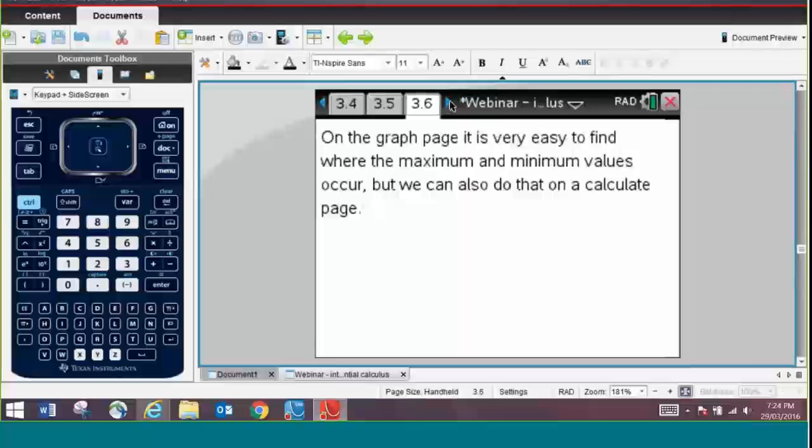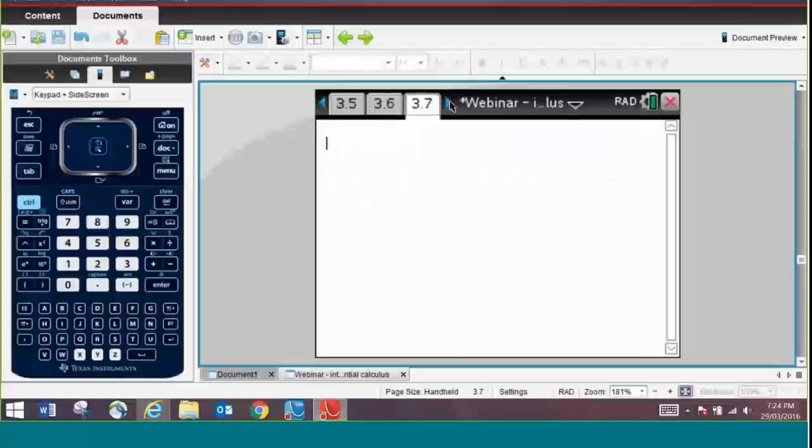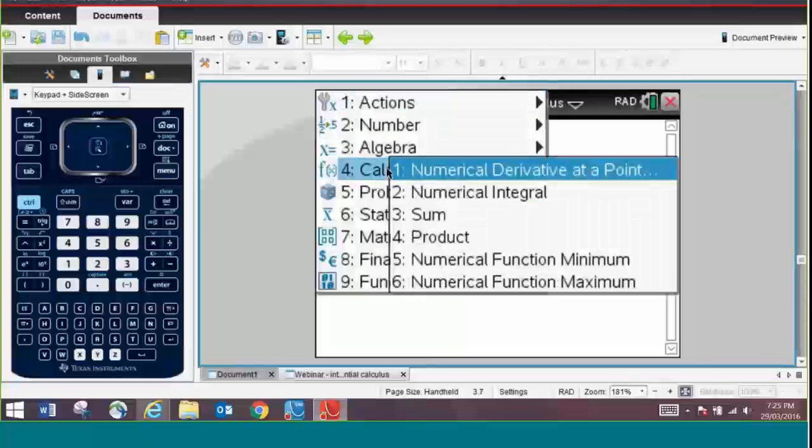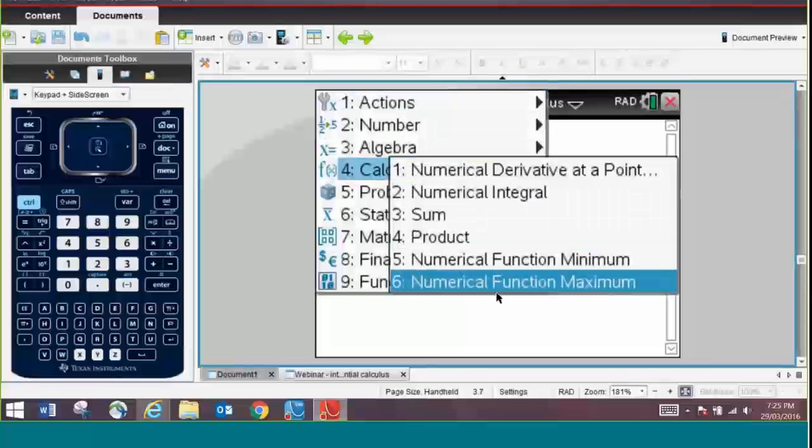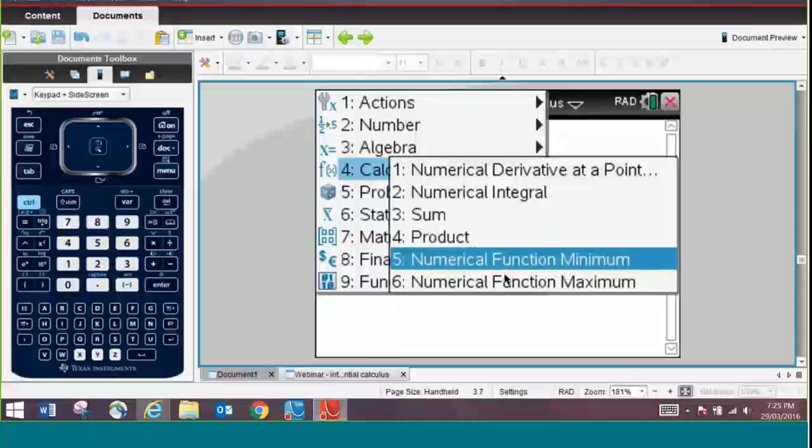And on a graph page, it is actually very easy to determine the values of the maximum and minimum values, but you can also do that on a calculate page, and there is a function within the calculus menu that perhaps isn't used very often, and that's the numerical function minimum or maximum.